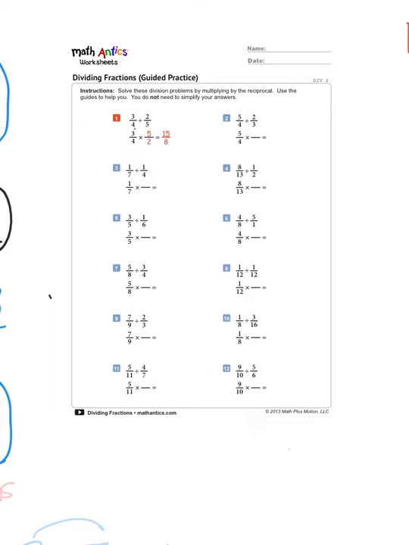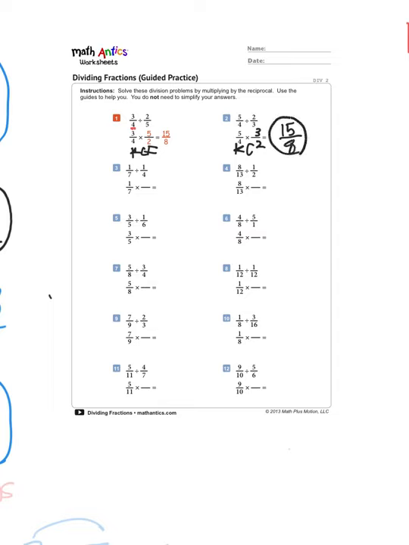Here we're dividing 3/4 divided by 2/5. I see that they have used the keep, change, flip method, which gave them an answer of 15/8. Let's try the next one. 5/4 divided by 2/3. I'm going to keep 5/4. I'm going to change division to multiplication. My reciprocal will be 3/2. Once I multiply that out, my final answer here will be 15/8.